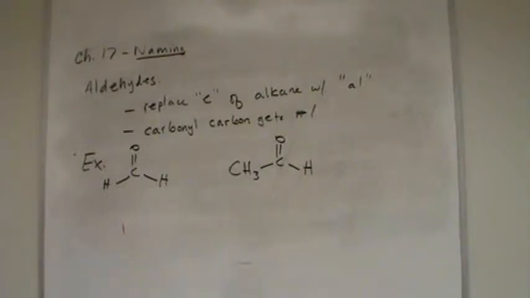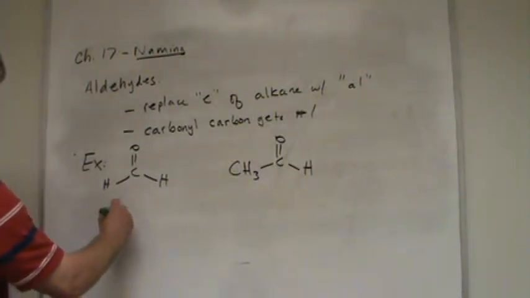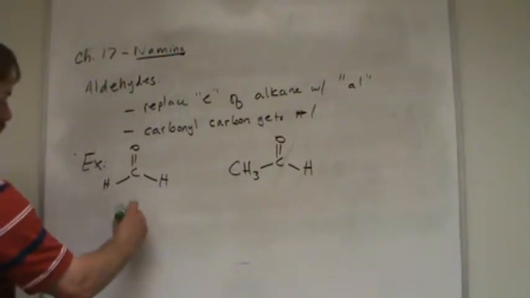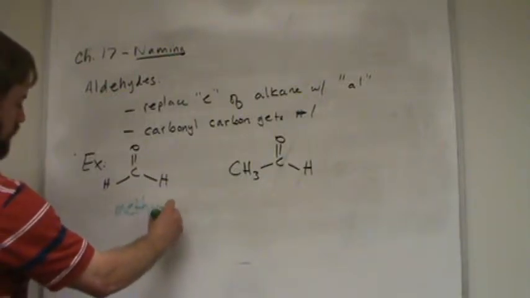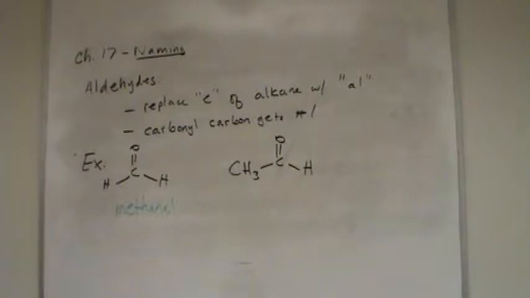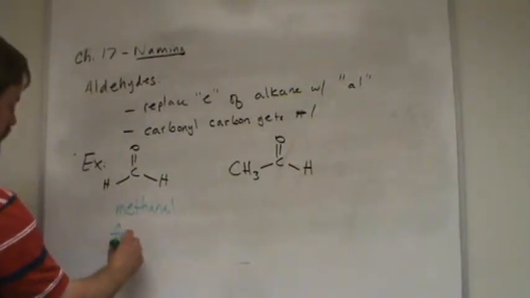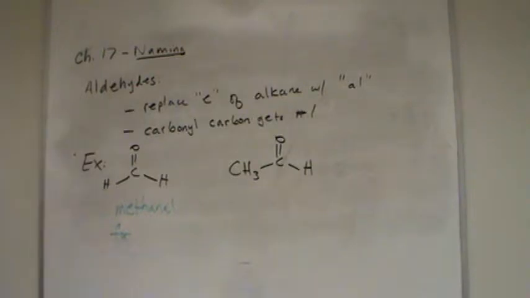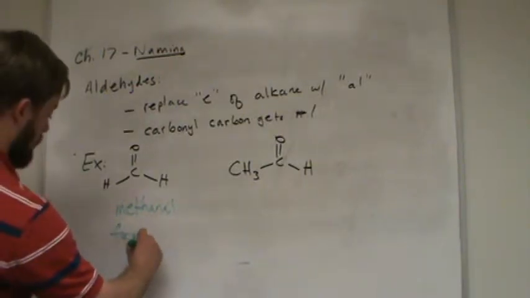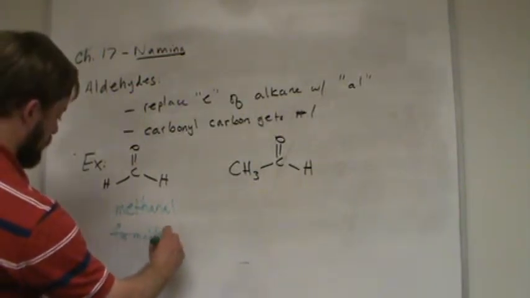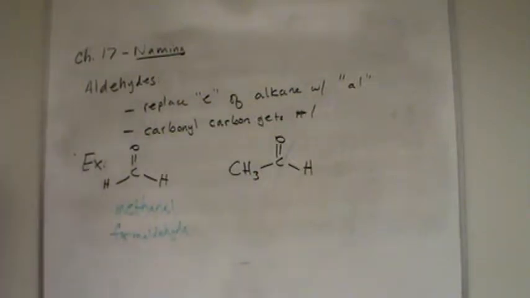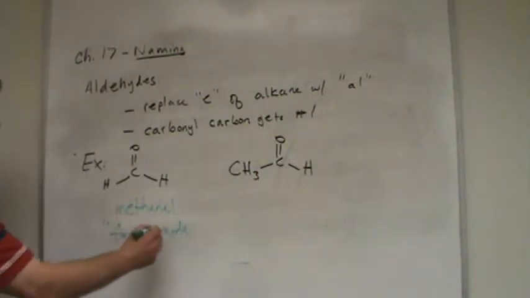So the first example, we have 1 carbon. So the parent alkane would be methane. Okay. We drop the E of methane and change it with al, so methanal. Okay. Methanal. You need to know the common name of this guy. You might already know it. So the common acid would be formic acid. This is formaldehyde. Okay. Formaldehyde is the common name.